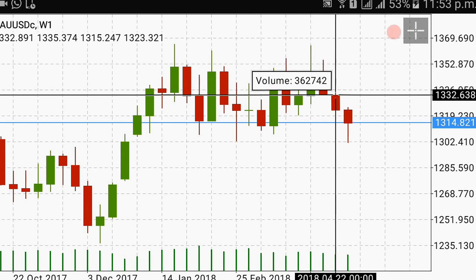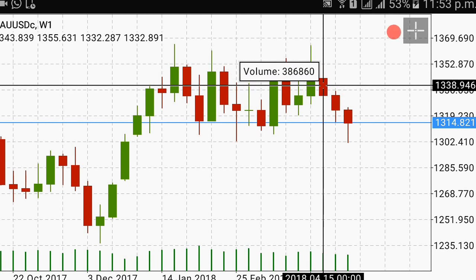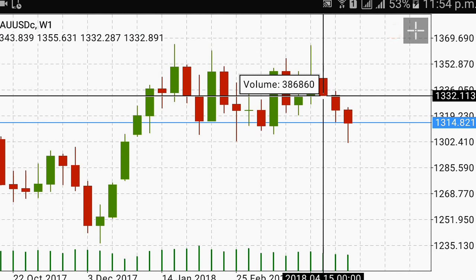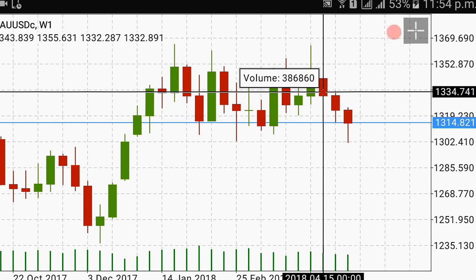So in these 3 weeks, if a trader placed his orders in the direction of the color which was red, so if he was selling from this area in these last 3 weeks, he definitely earned some.